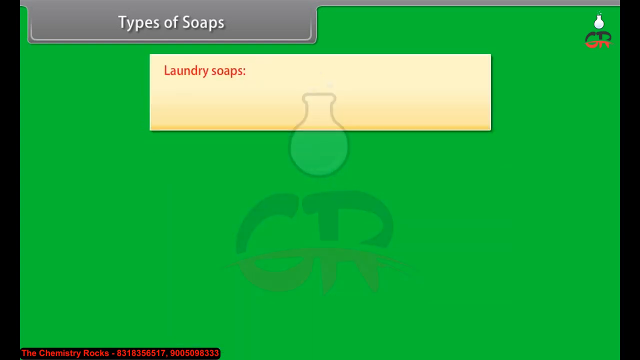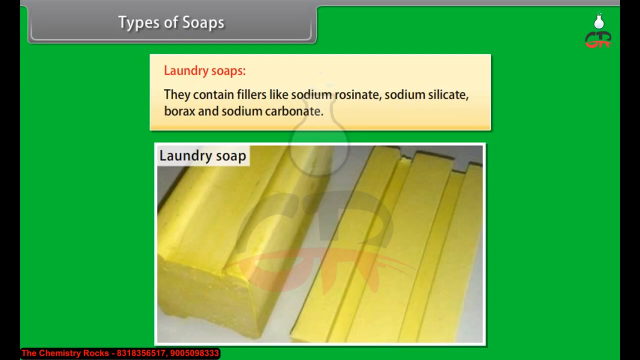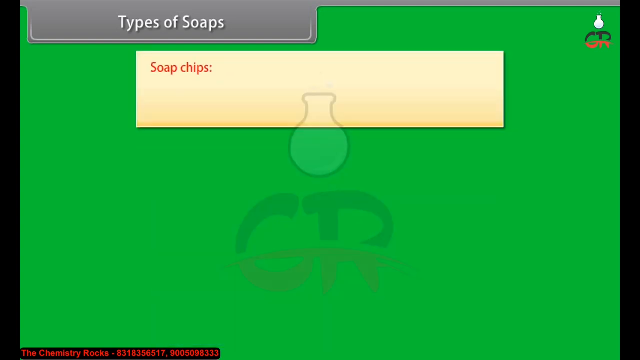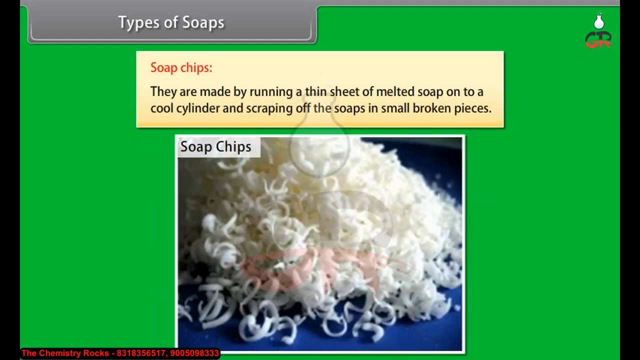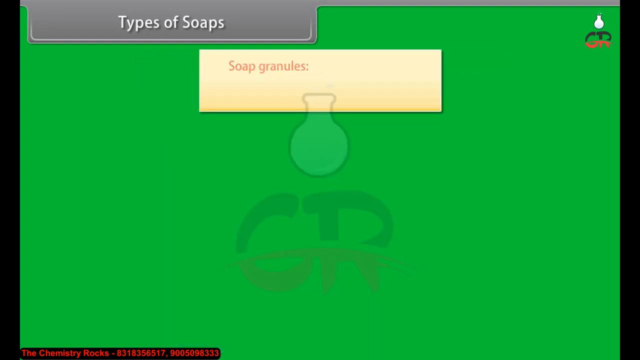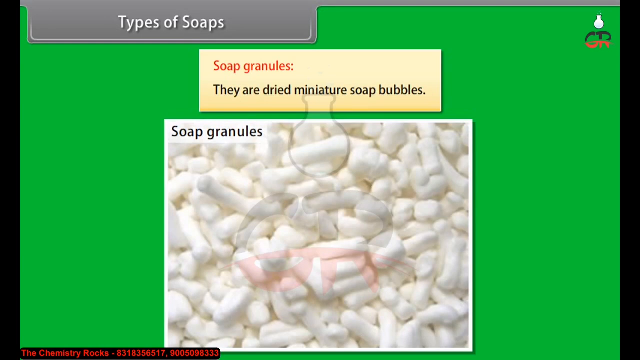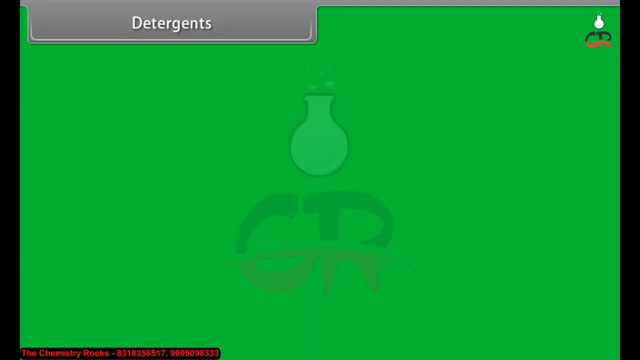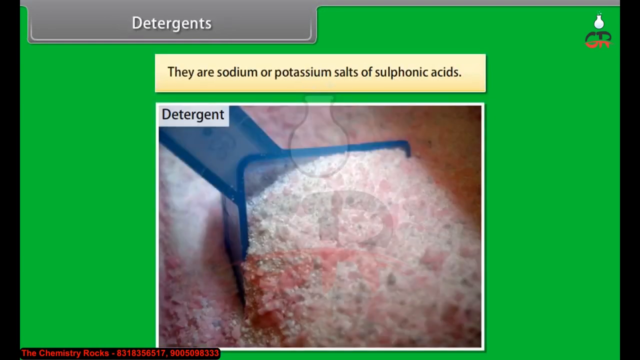Laundry soaps. They contain fillers like sodium rosinate, sodium silicate, borax and sodium carbonate. Soap chips. They are made by running a thin sheet of melted soap onto a cool cylinder and scraping off the soaps in small broken pieces. Soap granules. They are dried miniature soap bubbles. Detergents. They are sodium or potassium salts of sulfonic acids. For example, sodium alkyl benzene sulfonate.